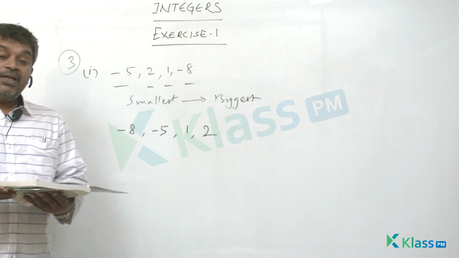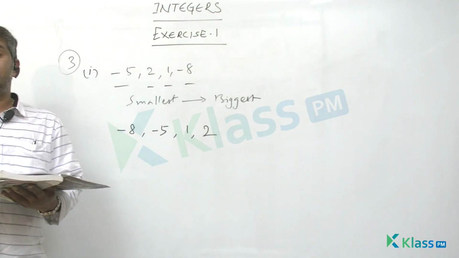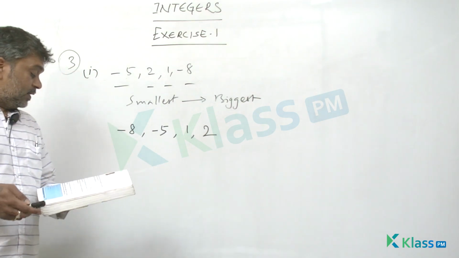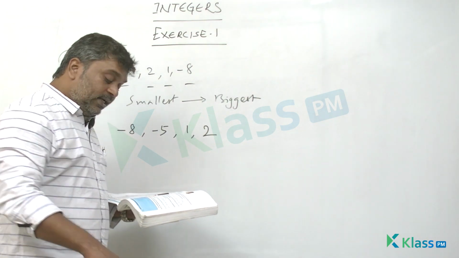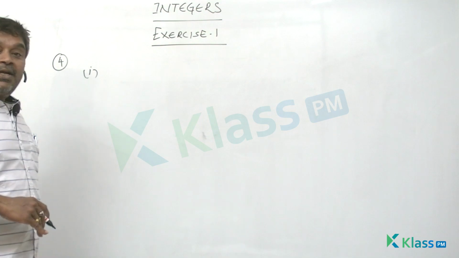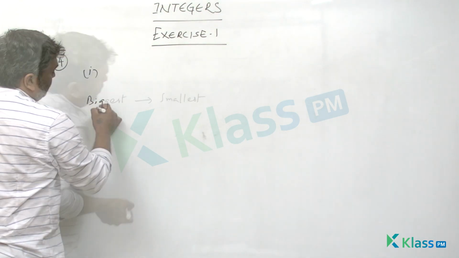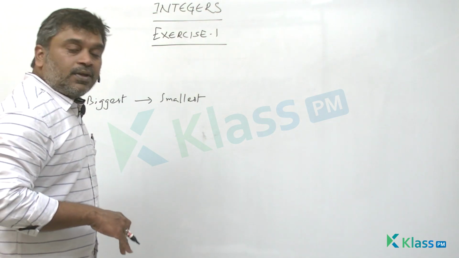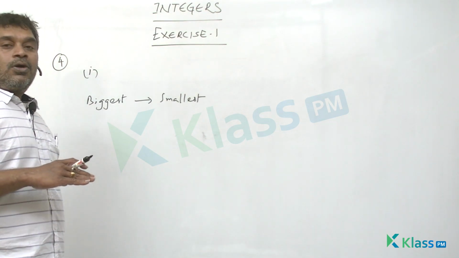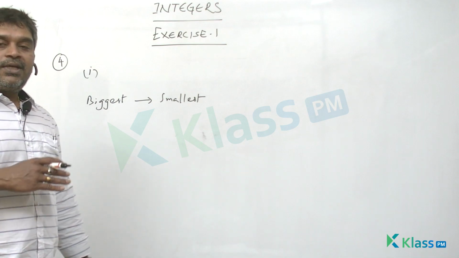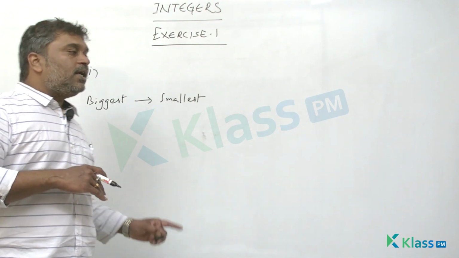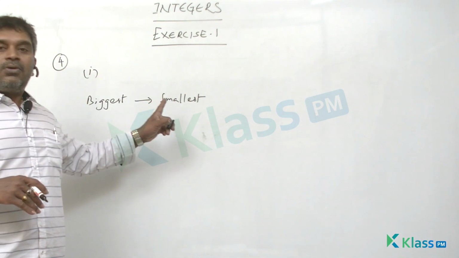Ascending order means minus 15, minus 10 and minus 7. So the fourth question: write the following integers in descending order. Descending order means from the biggest to smallest, just opposite to the third question. In the third question, we wrote from the smallest to biggest, that is called ascending order. Descending order means from the biggest to smallest.